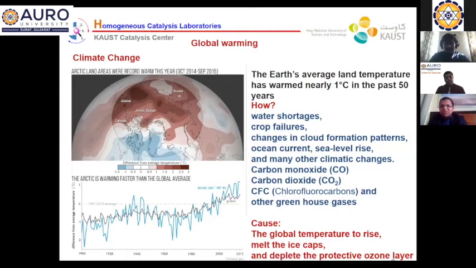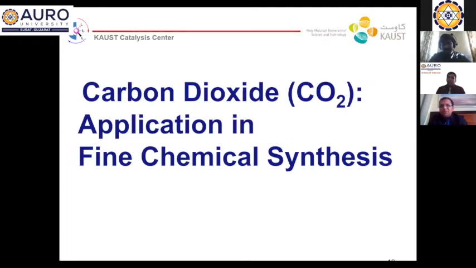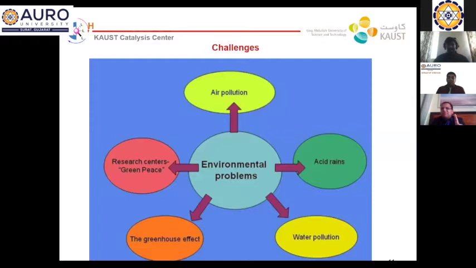So there is water shortage, crop failure, changes in cloud formations, sea level rise, and many other climate changes. And gases like carbon monoxide, carbon dioxide, chlorofluorocarbons, and other greenhouse gases are all concerns for the increase in the Earth's temperature by 1 degree Celsius. That is why I'm going to try to convince you how carbon dioxide is useful for chemical synthesis.